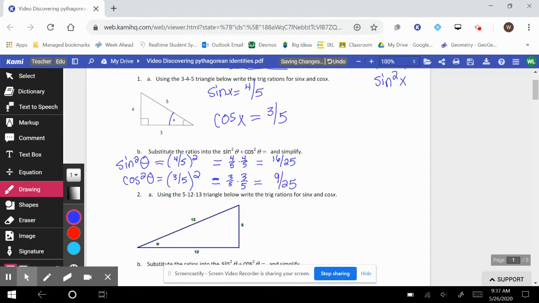Okay, and now we're not done yet. Remember, the directions were sine squared theta plus cos squared theta. So 16 over 25 plus 9 over 25. 16 and 9 is 25 over 25. Anything divided by itself is just 1. Okay, so at least for this example here, sine squared theta plus cos squared theta, or sine squared x plus cos squared x, equals 1. Okay, so I've done that example for you guys.